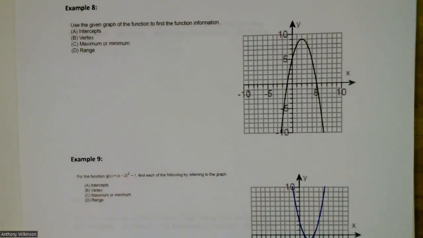So here's a few examples that I have here. In this case, we want to use the given graph of the function to find the function information. And in this case, we want to find the intercepts, then the vertex, maximum or minimum, and then the range.